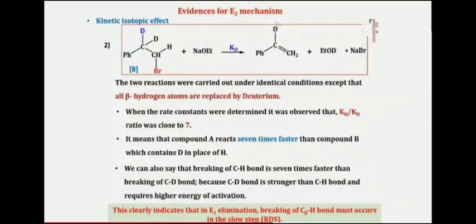are replaced by deuterium. So when the rate constants were determined, it was observed that Kh by Kd ratio was close to 7. What is meant by Kh? The rate of the first reaction. And what is meant by Kd? The rate of the second reaction. So it means that compound A reacts 7 times faster than compound B, which contains D in place of H. So we can also say that breaking of CH bond is 7 times faster than breaking of CD bond, because CD bond is stronger than CH bond and requires higher energy of activation. So this clearly indicates that in E2 elimination, breaking of CH bond must occur in the slow step.